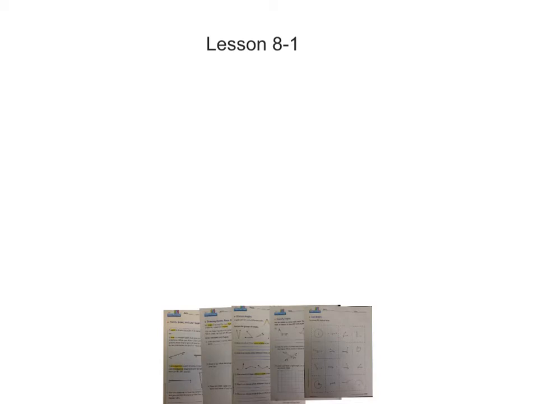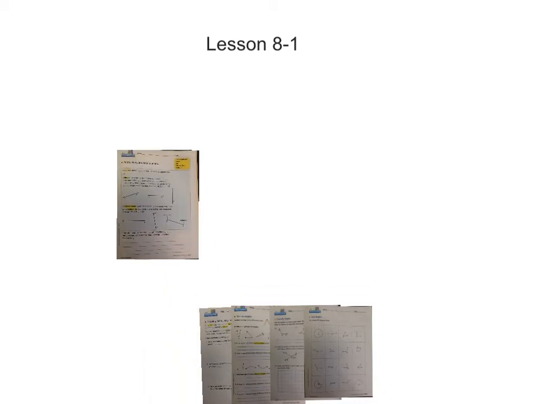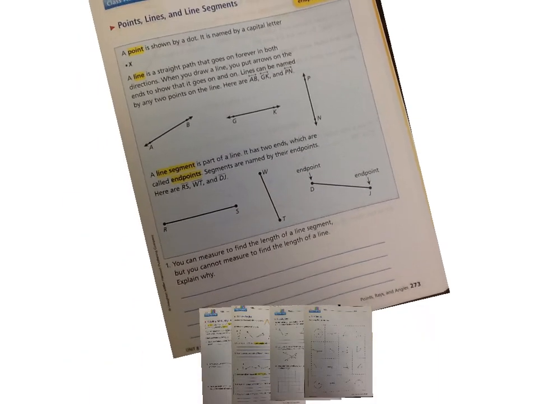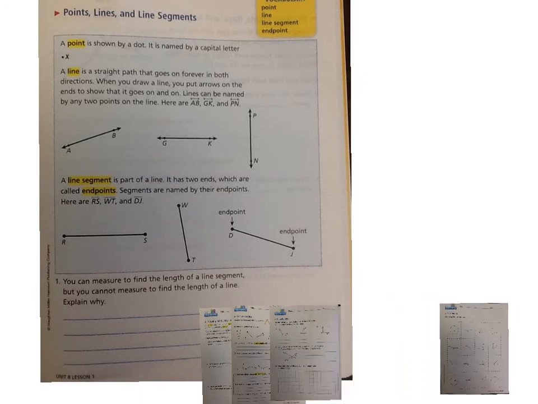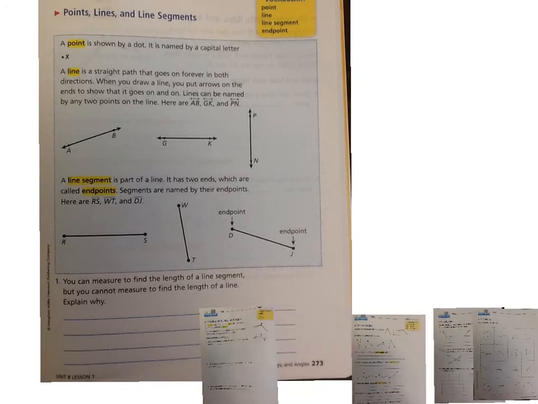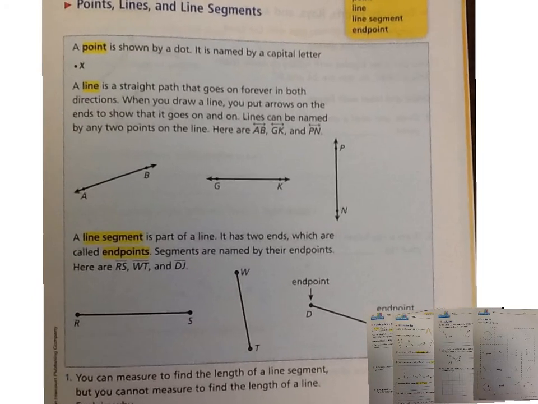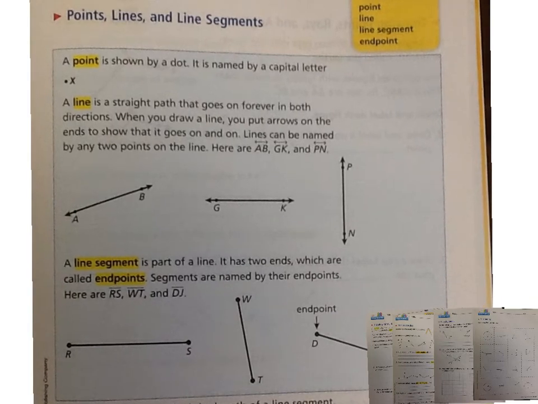Chapter 8, Lesson 1 is about points, rays, and angles. Not a whole lot of note taking to do here because we're going to be working through quite a bit of pages. So, the first thing I want you to do is open up your book to page 273. All right. On 273, it talks about points, lines, and line segments.